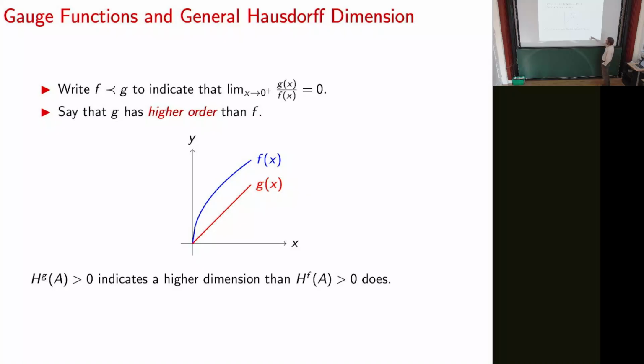And so if F goes to 0 more slowly than G, then we're saying that the set has G measure bigger than 0 means that it's bigger. It has higher dimension. So it's a little tricky if this is unfamiliar, because the function that goes to 0 faster is bigger. But it indicates a bigger size.